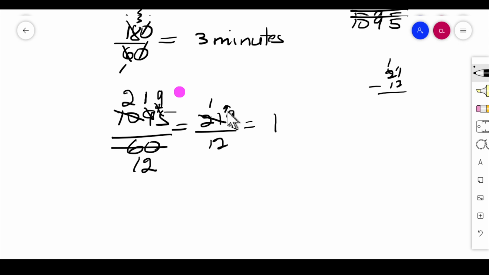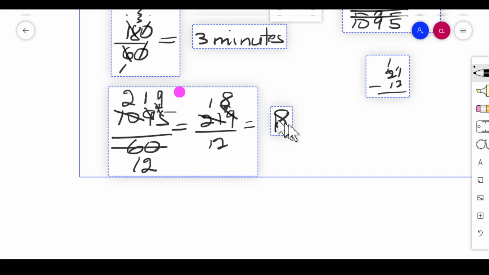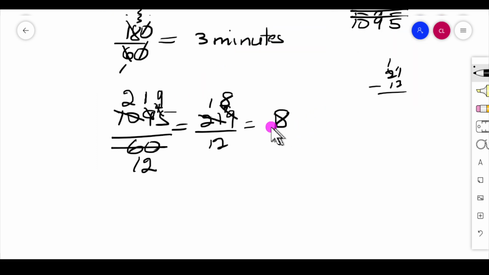12 into 99. Let's think about our 12 times table. 12 eights are 96. So 8 can go in this 8 times. So this is 18 whole times. Hold on, let's fix this. But we have some remainder, because with the 18, hold on a second. Let's fix this. All right, so we need to undo this. Hang on. All right, good. So this is where we are now.